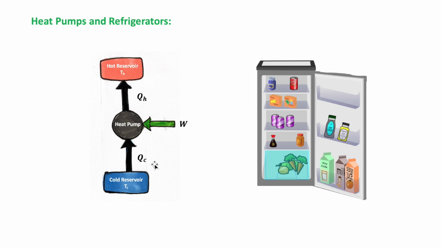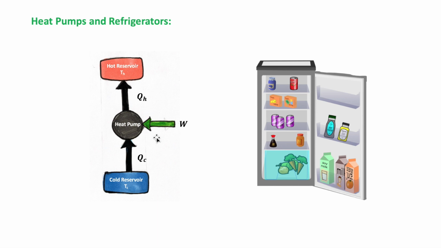And the schematic representation is shown here, where the cold reservoir is at Tc and the hot reservoir is at Th, and the heat absorbed by the heat pump is Qc, and the heat transferred out of the heat pump is Qh, and the energy transferred to the system is W. Although it may not necessarily be in the form of work, since most heat pumps operate on electricity, here we are keeping it in the form of work for convenience, okay?